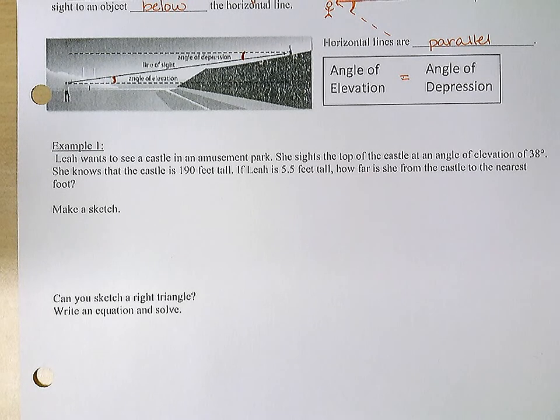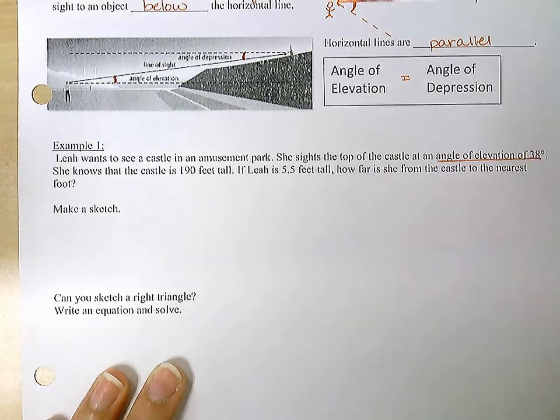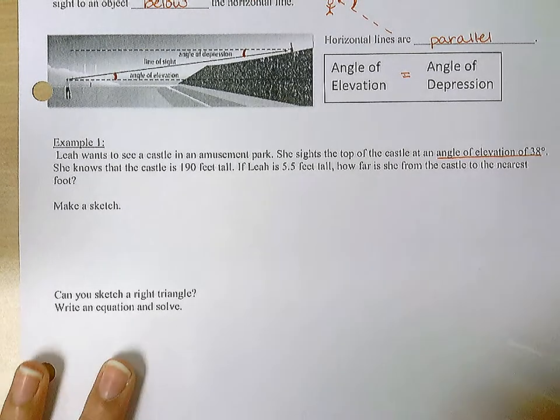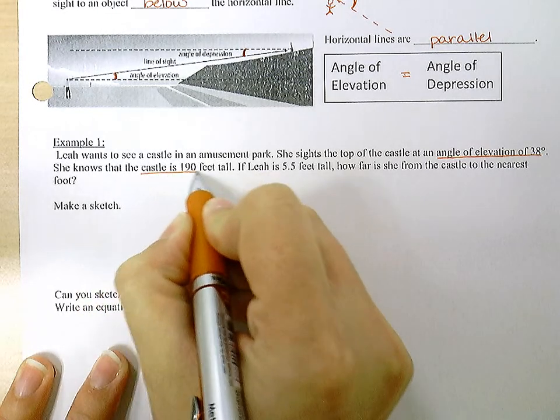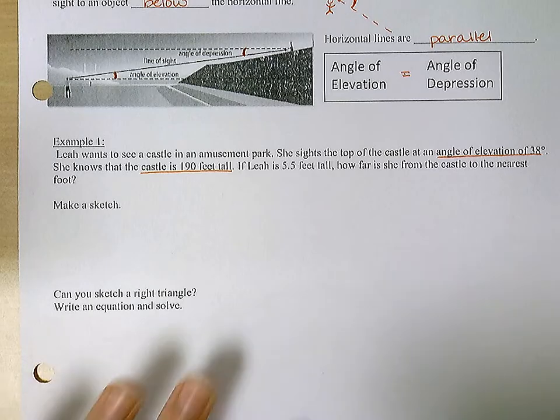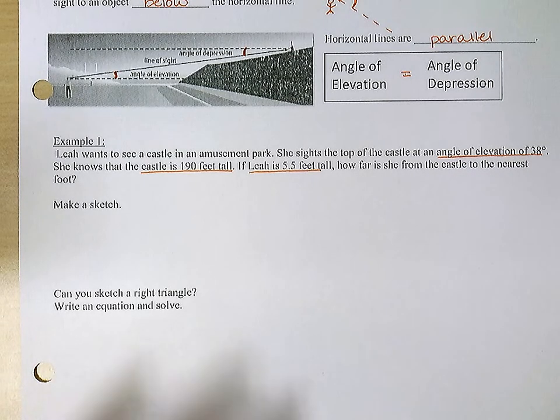So example 1: Leah wants to see a castle in an amusement park. She sights the top of the castle at an angle of elevation of 38 degrees. So I know I have an angle of elevation of 38 degrees. She knows that the castle is 190 feet tall. If Leah is 5.5 feet tall, how far is she from the castle to the nearest foot? So we have to find how far away from the castle she is.